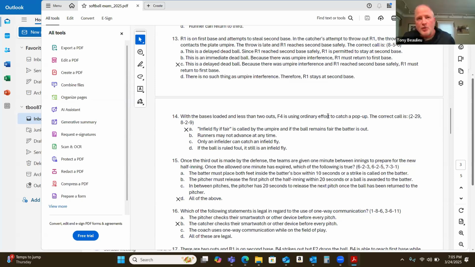Well, no, if the catcher threw out the player at second base, then that player would be out despite the interference by the umpire, because they would choose to have that result. Oh, I'm sorry, there's two answers. There is another one that says return to first base. I'm sorry. Oh, no problem.